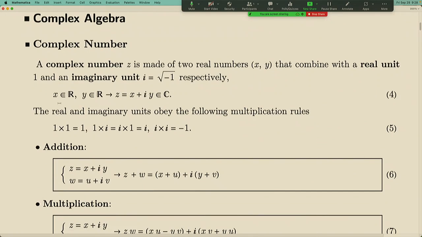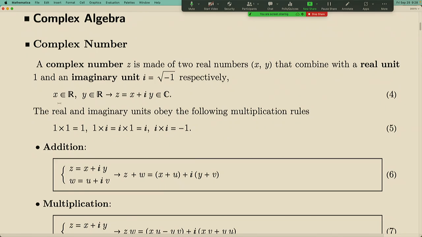Okay, so in terms of complex vectors, we have been talking about complex number. So many of you maybe already learned complex number in high school, but anyway, let me recap. What is a complex number? So a complex number is made of two real numbers. X and Y are two real numbers. They can combine into a complex number Z by multiplying X with the real unit, which is 1, and multiplying Y with the imaginary unit, which is the square root of -1.